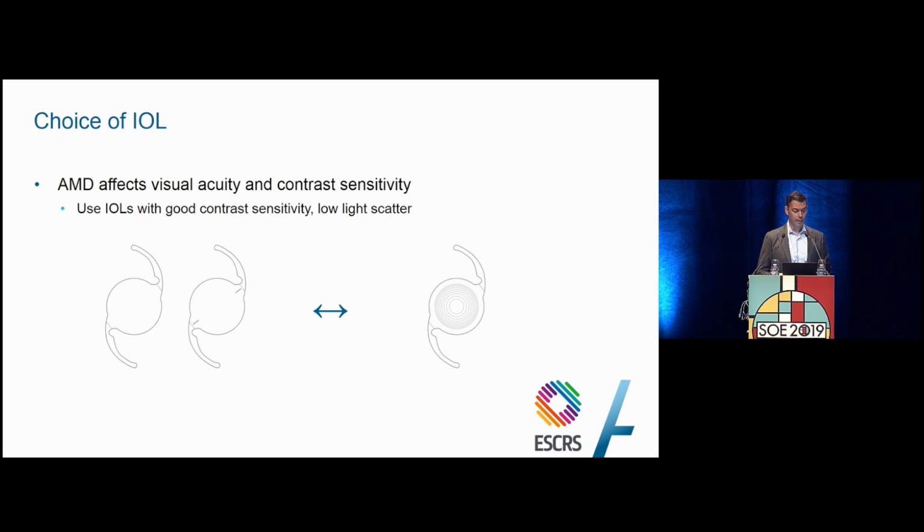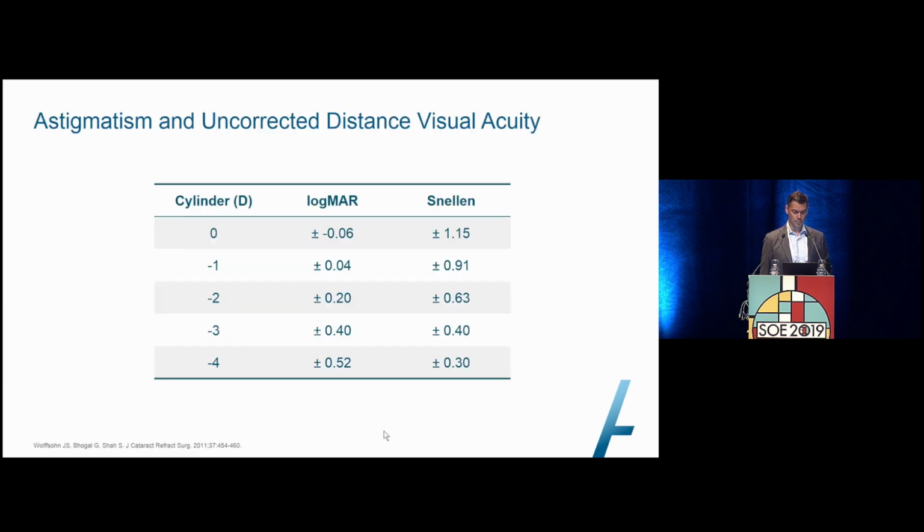Now, another choice of IOL. Macular degeneration affects visual acuity and contrast sensitivity. So, when choosing an IOL, you have to choose an IOL of good contrast sensitivity and low light scatter. In general, a monofocal or a toric monofocal are good choices, but a diffractive multifocal lens is a bad choice in these eyes. I think a toric lens can also be used in these patients, maybe advantageous. And of course, it depends on the visual acuity that you expect the patient will have after surgery.